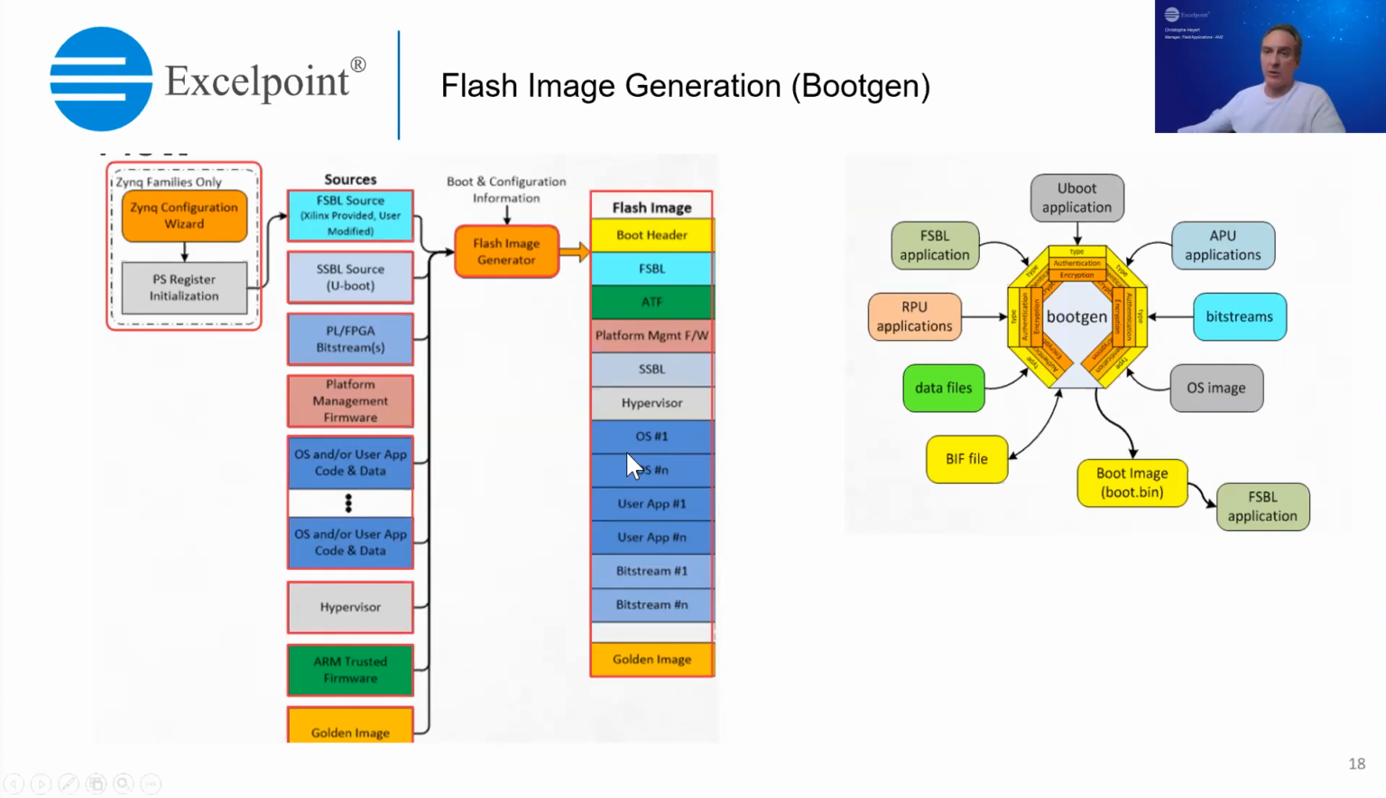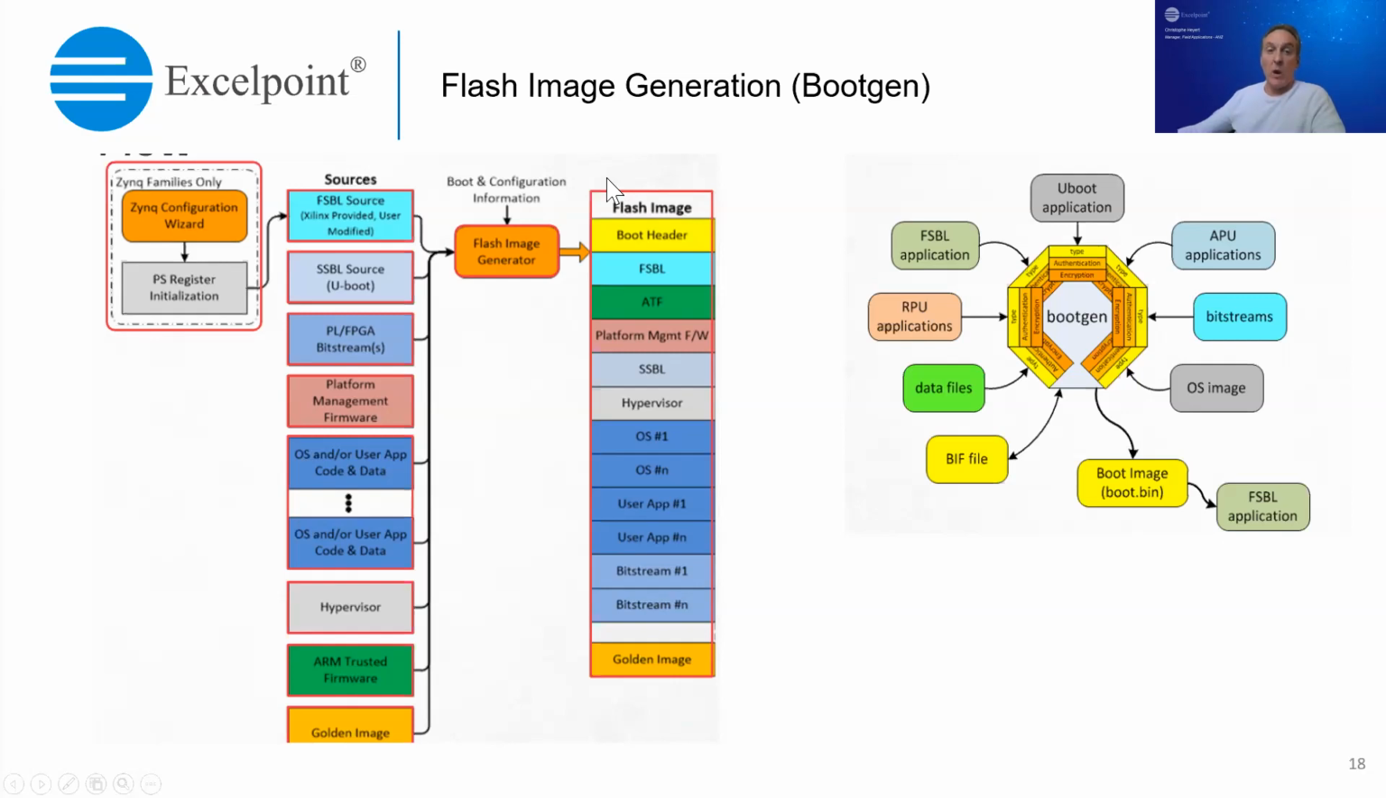Operating systems, user applications, standalone applications, and data files can also be included in the flash image, and each file must be designated to run on a specific processor. Hypervisors are a special type of software that abstract the operating system from the hardware and enable multiple operating systems to run on a single platform simultaneously. And then finally, a golden image can be part of the boot image as well, which can then be used for fallback.